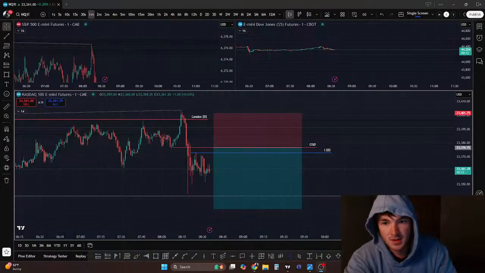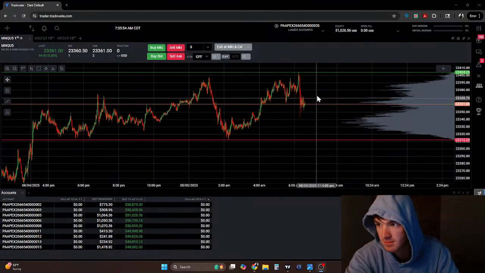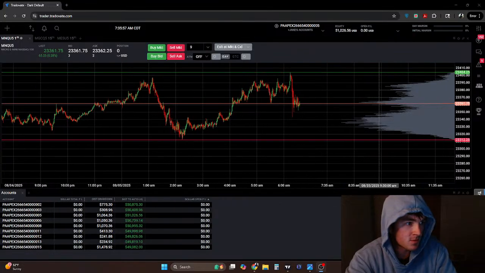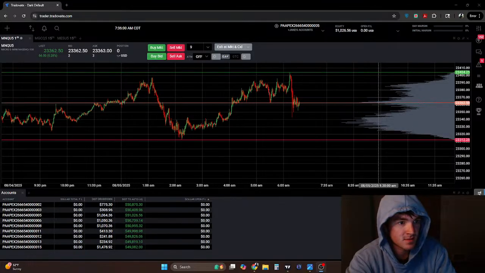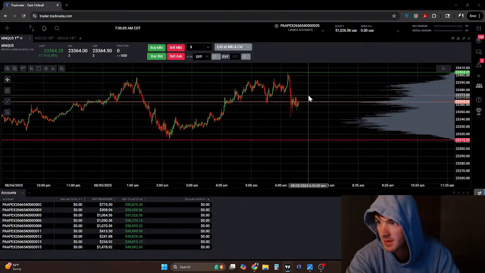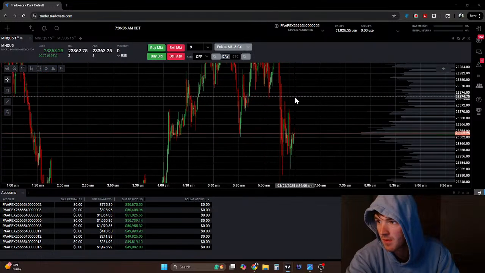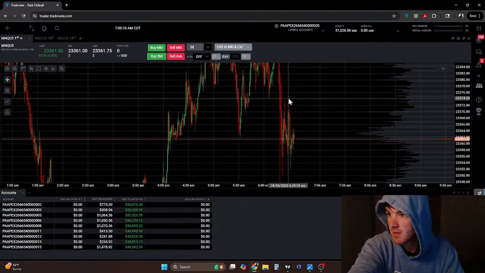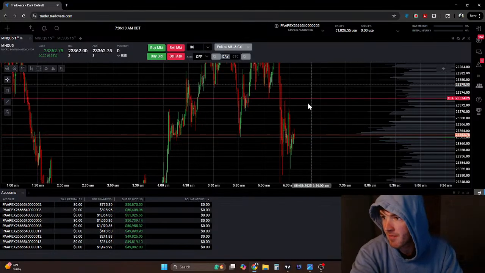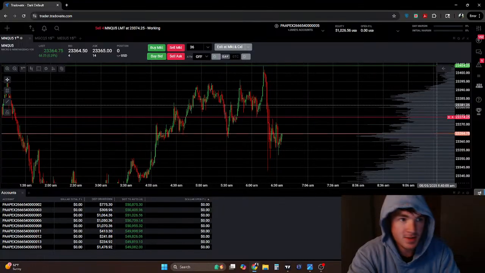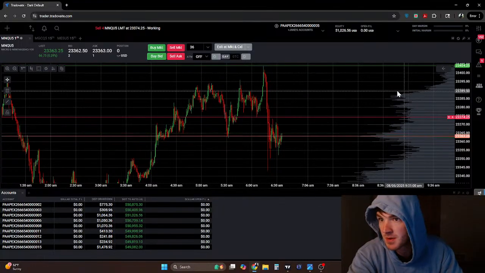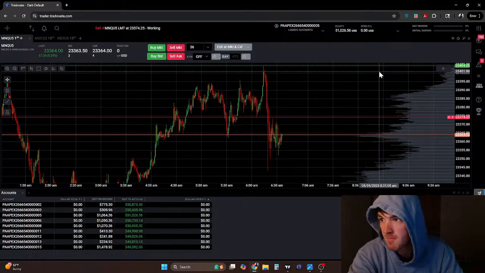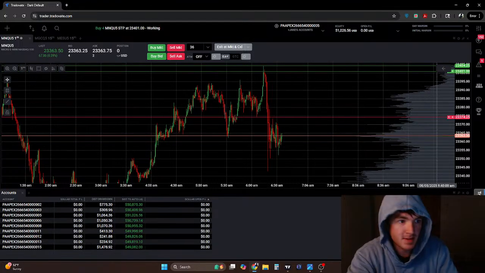How do I switch my screen? So this limit order will be at 23,377. So it would be 36. All right. And then I'm going to put the stop loss at 401.